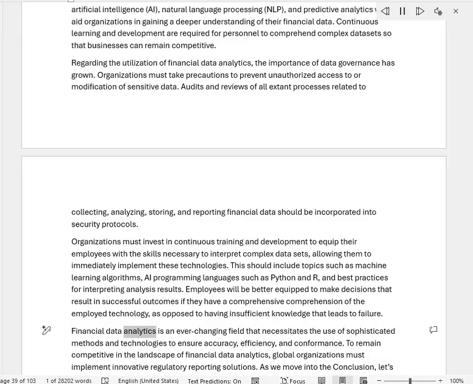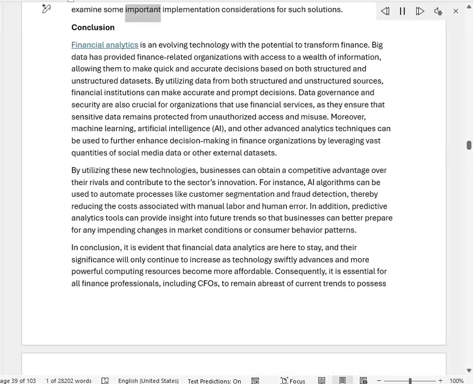Financial data analytics is an ever-changing field that necessitates the use of sophisticated methods and technologies to ensure accuracy, efficiency, and conformance. To remain competitive in the landscape of financial data analytics, global organizations must implement innovative regulatory reporting solutions. As we move into the conclusion, let's examine some important implementation considerations for such solutions.